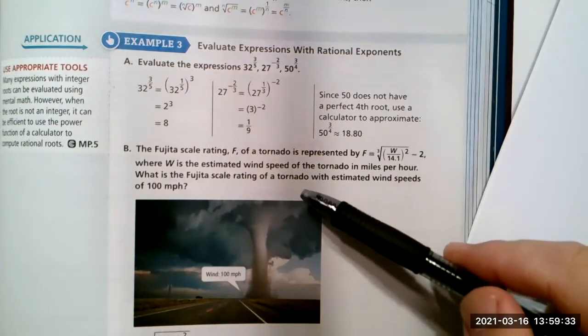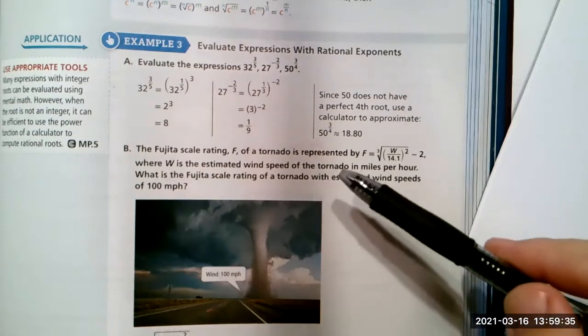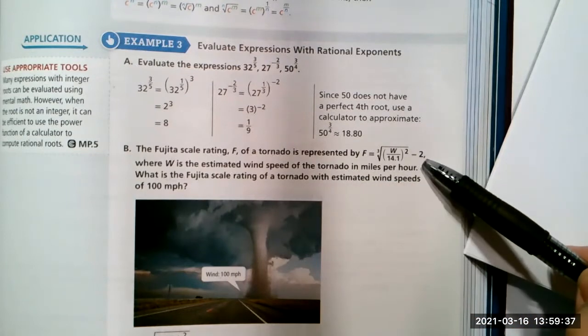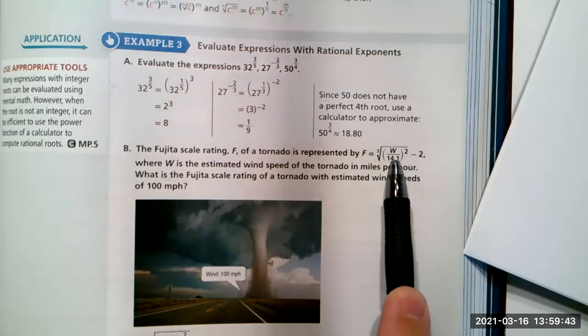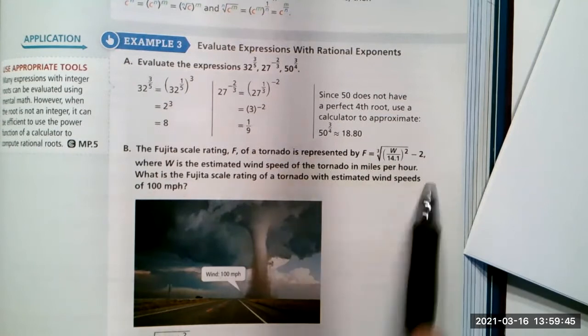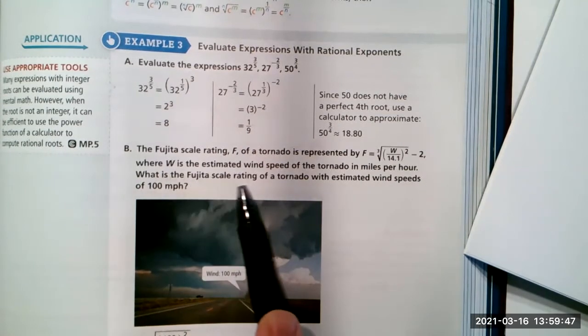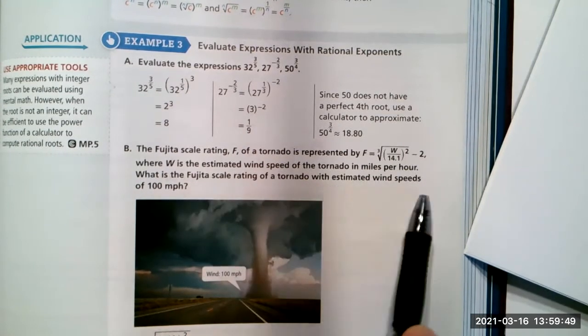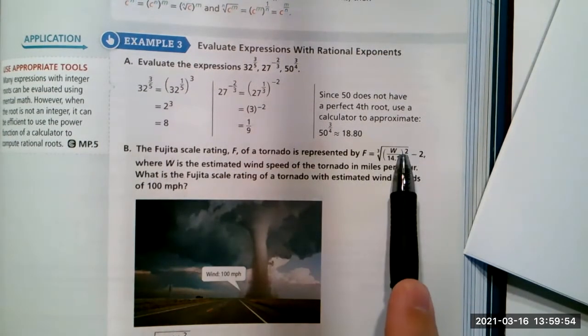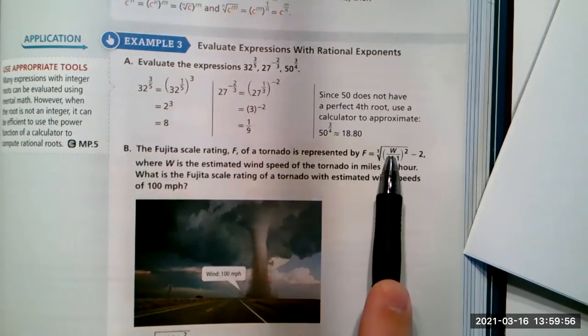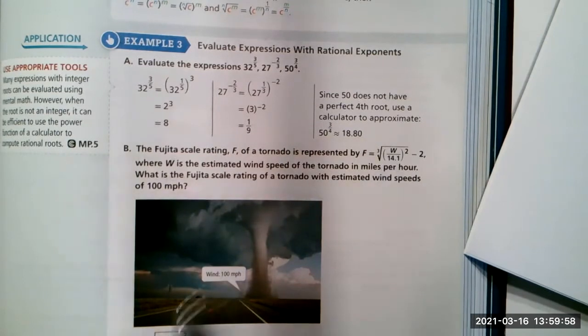Example 3b: the Fujita scale rating F of a tornado is represented by that nastiness, where W is the estimated wind speed. So wherever you see a W in here, that's where you're going to input the wind speed of the tornado in miles per hour. What is the Fujita scale rating of a tornado with estimated wind speeds of 100 miles per hour? So essentially, you're taking that formula and just inputting 100 where you see W and then calculating it. So let's go ahead and do that.